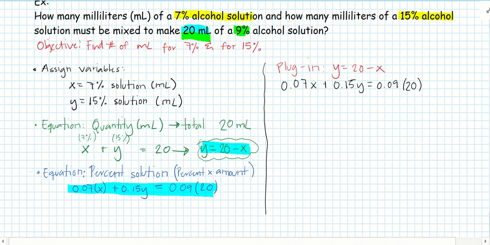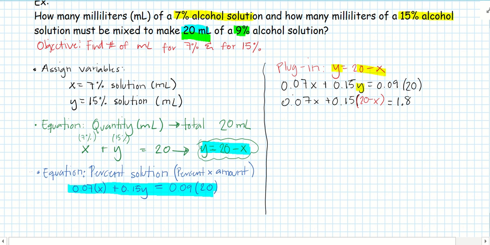And again, I can see that my y value is the one that I'm going to be replacing with 20 minus x. So I'm going to have 0.07x plus 0.15, and then I'm going to open a parenthesis. And instead of y, I'm going to write 20 minus x, and then equals 0.09 times 20, which is 1.8, okay?